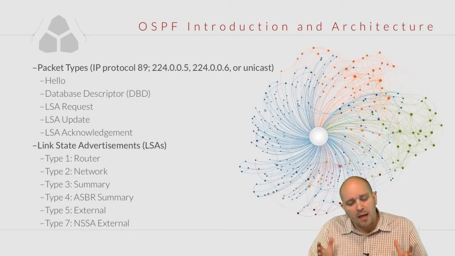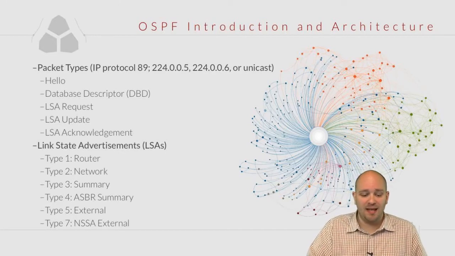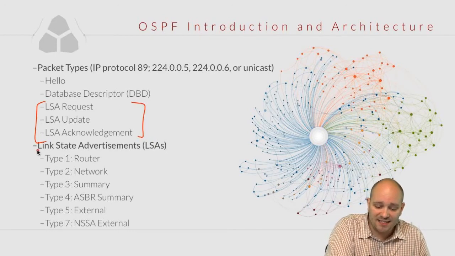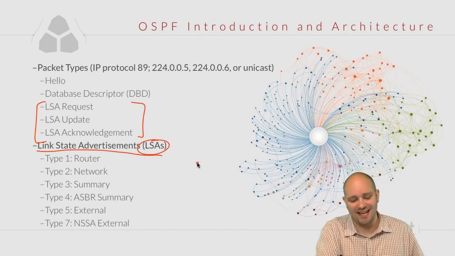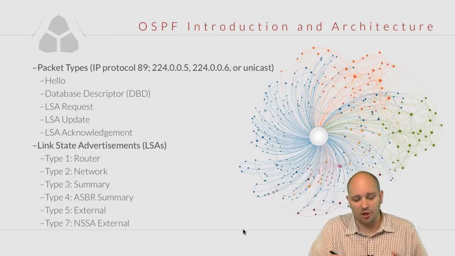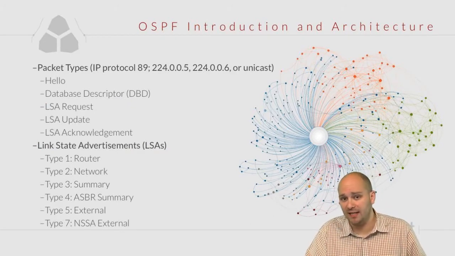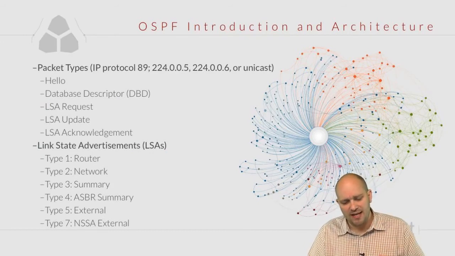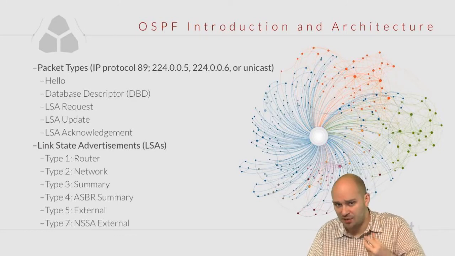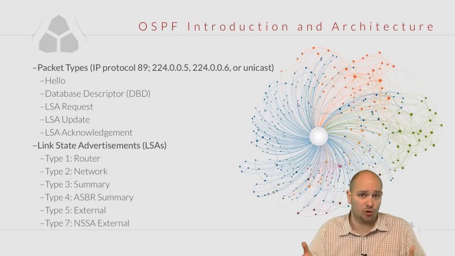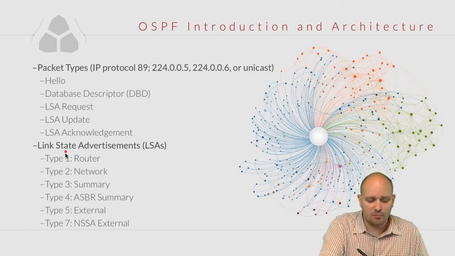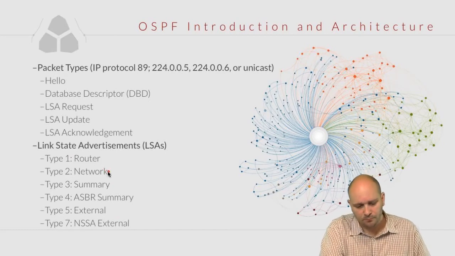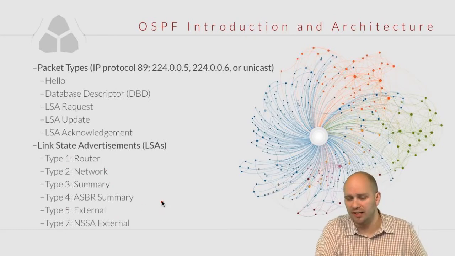And finally, the information that is being exchanged here, the contents of the database, are link state advertisements, the LSAs. In OSPF, there are different types of link state advertisements, different kinds of database entries that carry different sorts of information. These are the most common ones. There are some other ones, I'm going to briefly mention them later on, but these are the ones that you really need to understand.